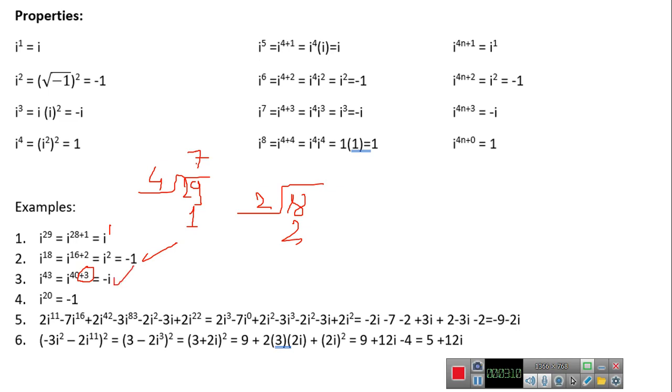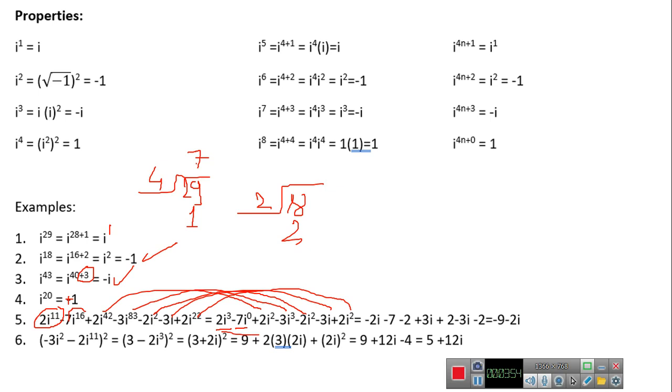For i power 20, if you divide 20 by 4, there is no remainder, so it will be i power 0, which is 1. Sorry for this mistake. Here you can simplify it, 2i power 11, so it's 2i power 3 if you divide by 4. For i power 16, it's i power 0, so minus 7 i power 0, which is minus 7. For 42 the remainder is 2, for 83 the remainder is 3. I square is minus 1. Minus 3i and minus 3i. For i power 22, if you divide by 4, the remainder is 2.